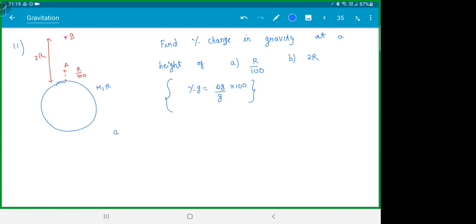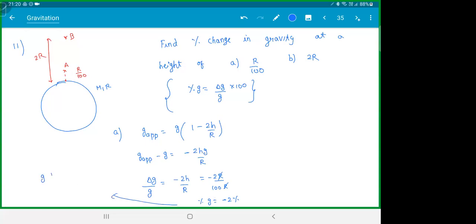First one, because the height is small, g apparent will be g into (1 minus 2h by R). So I can just write g apparent minus g will be minus 2hg by R. So basically this is delta g. So delta g by g will be minus 2h by R. So minus, that is R by 100 into R, R and R will cancel. You want percentage, right? So percentage change will be just multiply by 100, minus 2%. Minus indicates the gravity decreased by 2%. So this implies g decreased by 2%. That's the meaning of minus.